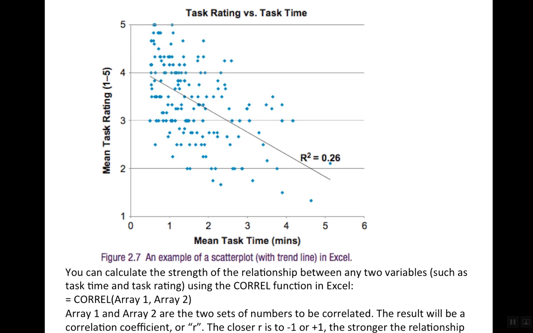Notice that there's nothing wrong with -1. We can simply redefine a variable, and the correlation can change from -1 to +1. So if, for instance, for mean task time, we defined it as speed or quickness, then the correlation would become positive.